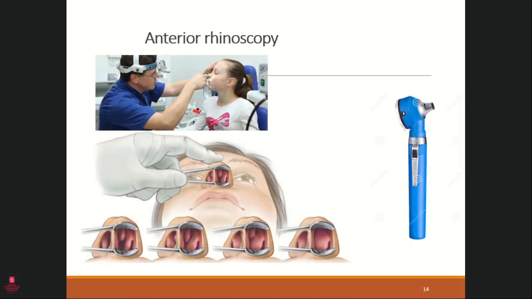And this is an anterior rhinoscopy procedure. We use funnels to examine the nasal cavity. With the help of rhinoscopy, a swelling in the nose, a foreign body, and also purulent discharge are clearly visible.